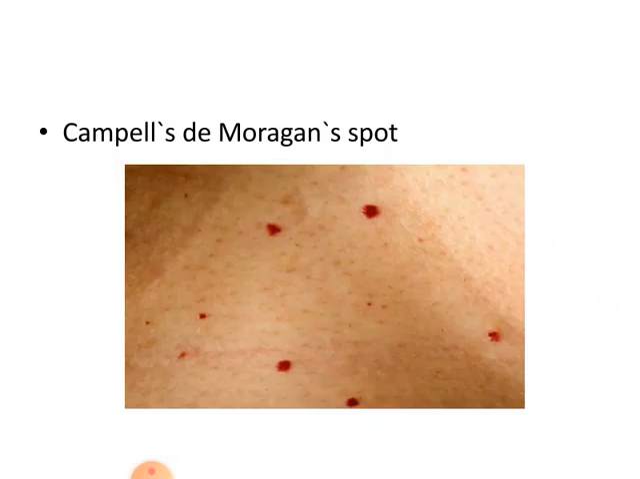The second vascular malformation is the Campbell-De Morgan spot, which occurs mainly in the abdomen and the chest as bright red spots. In the past, it was supposed that these spots were linked with internal malignancy, but there is no proof that everyone who has Campbell-De Morgan spots has an internal malignancy. There is no treatment.